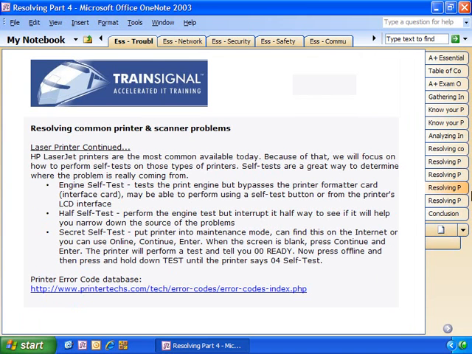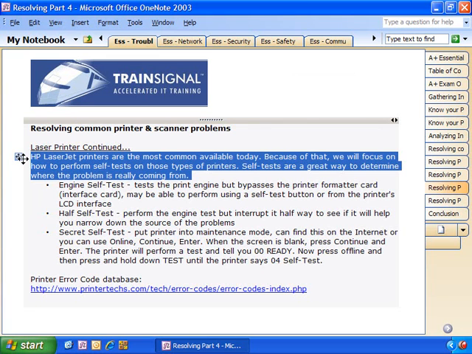All right, our next topic is HP laser printers. HP laser printers are the most common printer today, both in inkjet and laser printing. Because of that, we're going to focus on how to perform self-tests on laser printers made by HP. Self-tests are a great way to determine where the problem is really coming from on the printer.